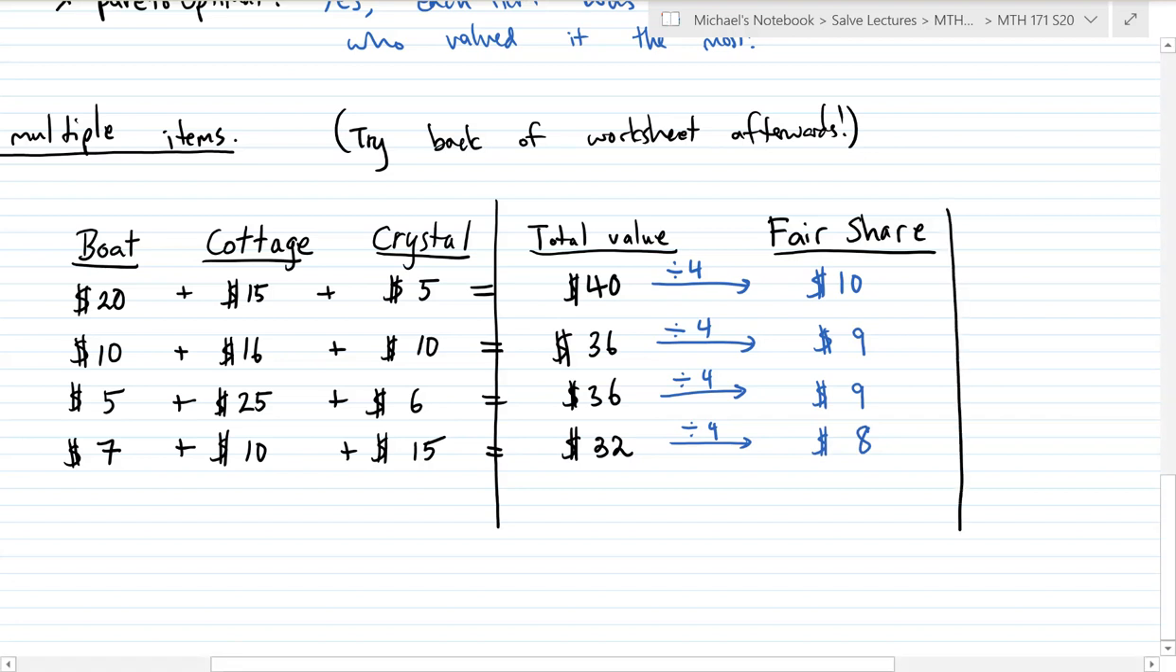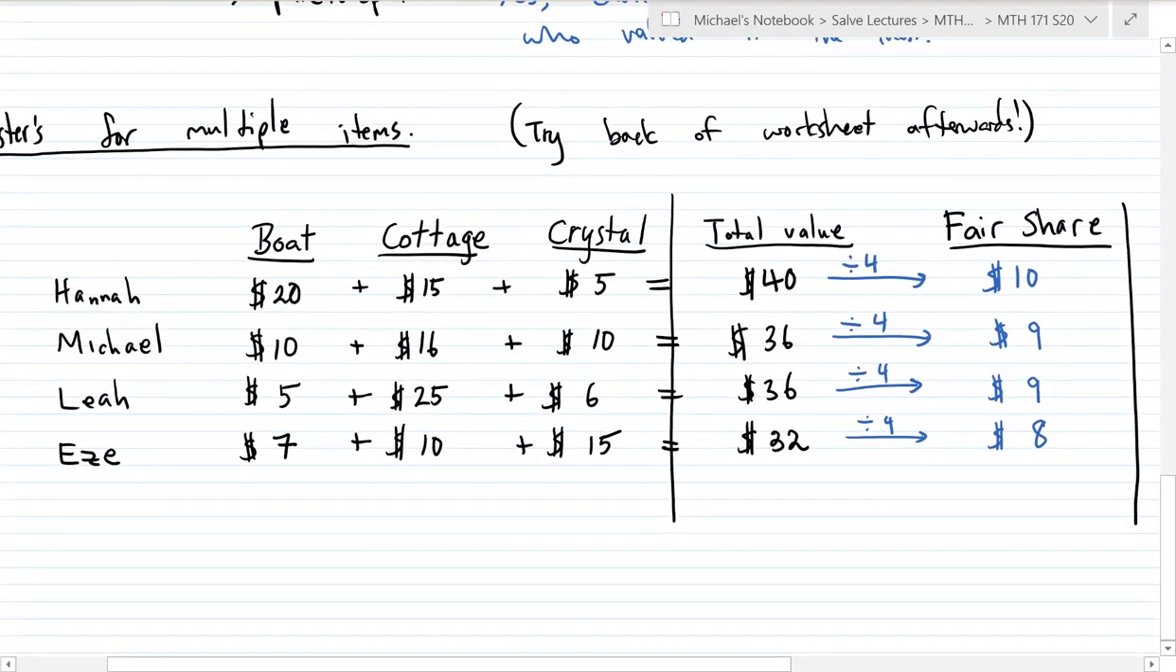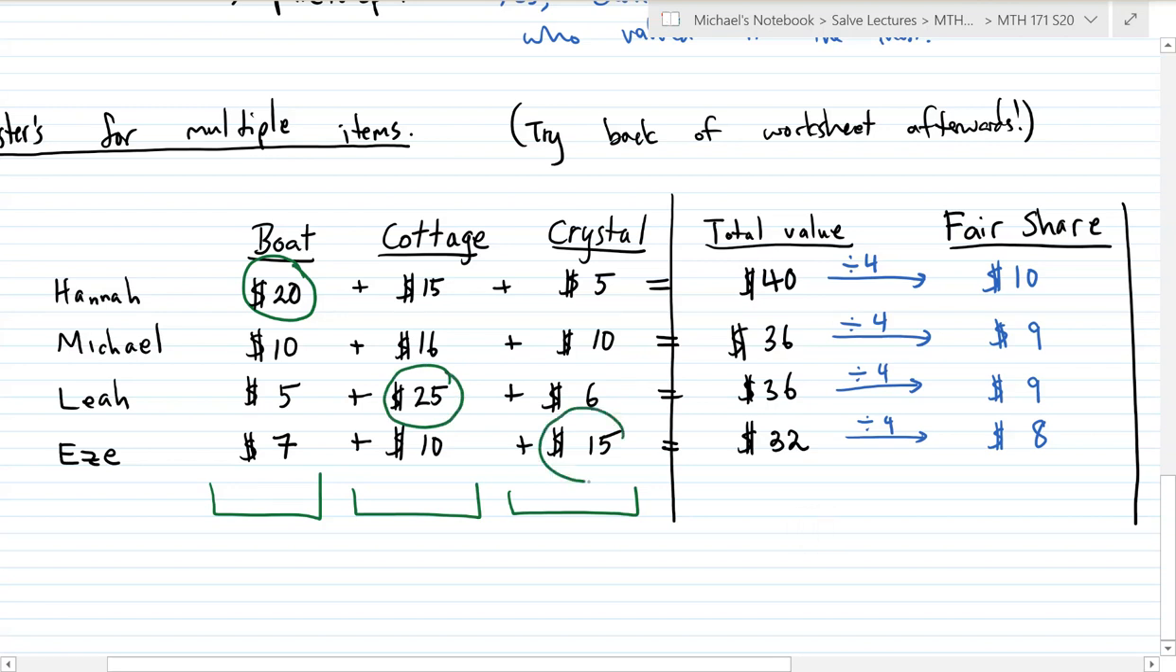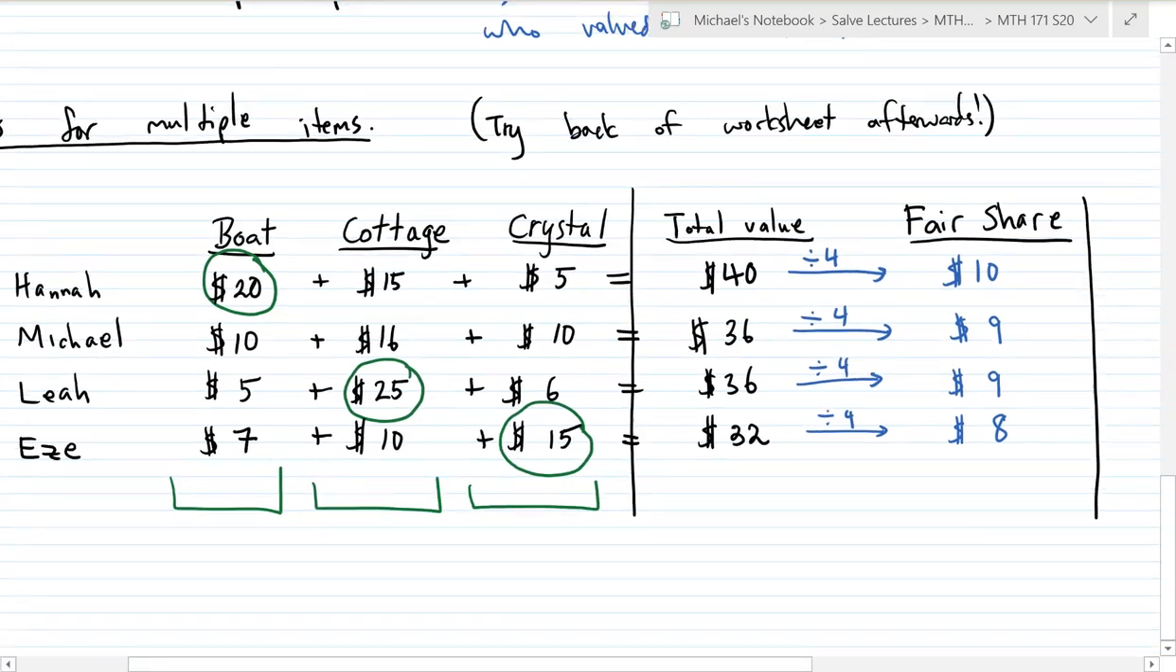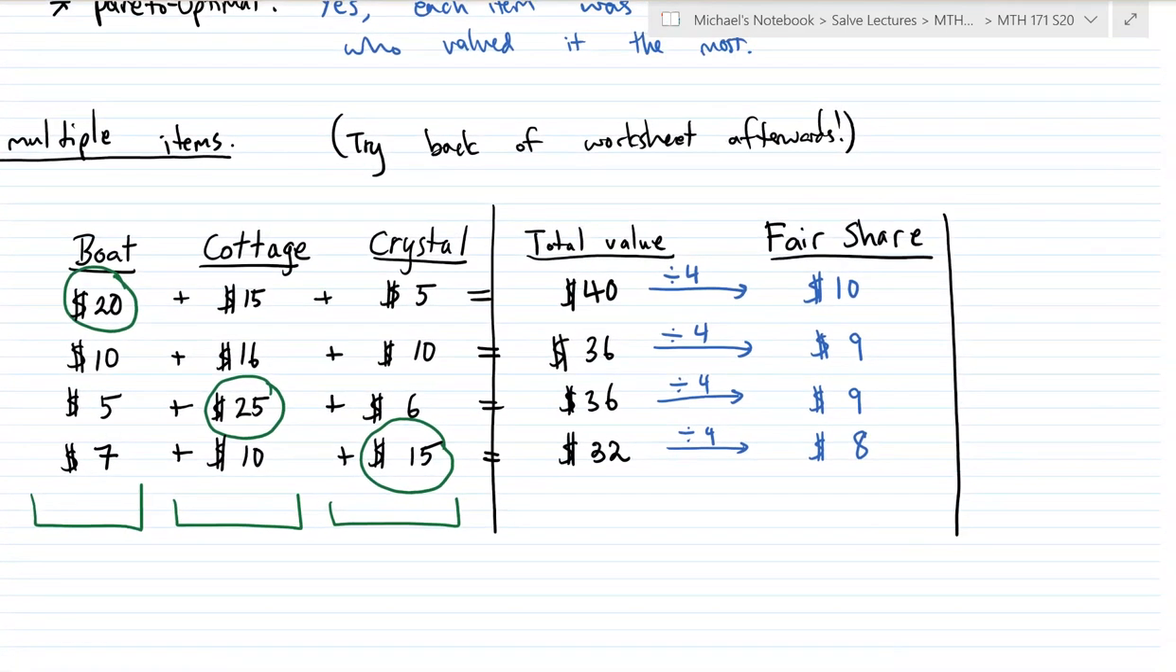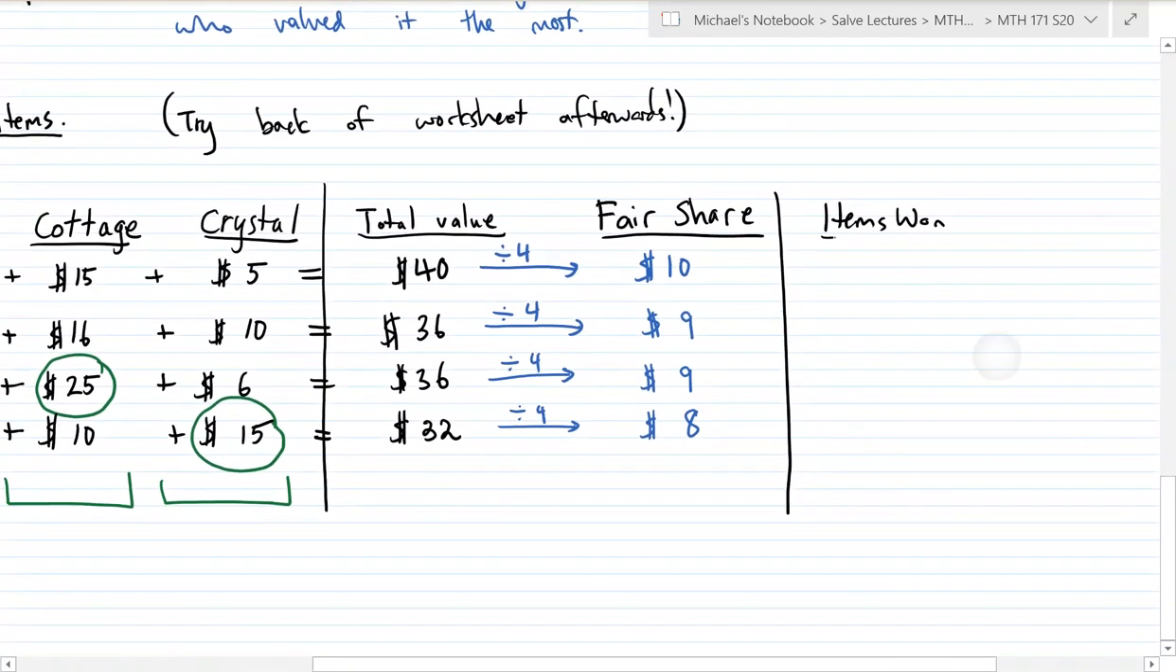Great. Now what do we need to do? Well, we need to decide who gets the items. So within each column, we'll just see who bid the most. So it looks like Hannah bid the most for the boat, Leah bid the most for the cottage, and Aze bid the most for the crystal. Okay. And so Michael didn't actually win any items because he didn't bid the most on any of them. But don't worry, we'll compensate him for not getting the items.